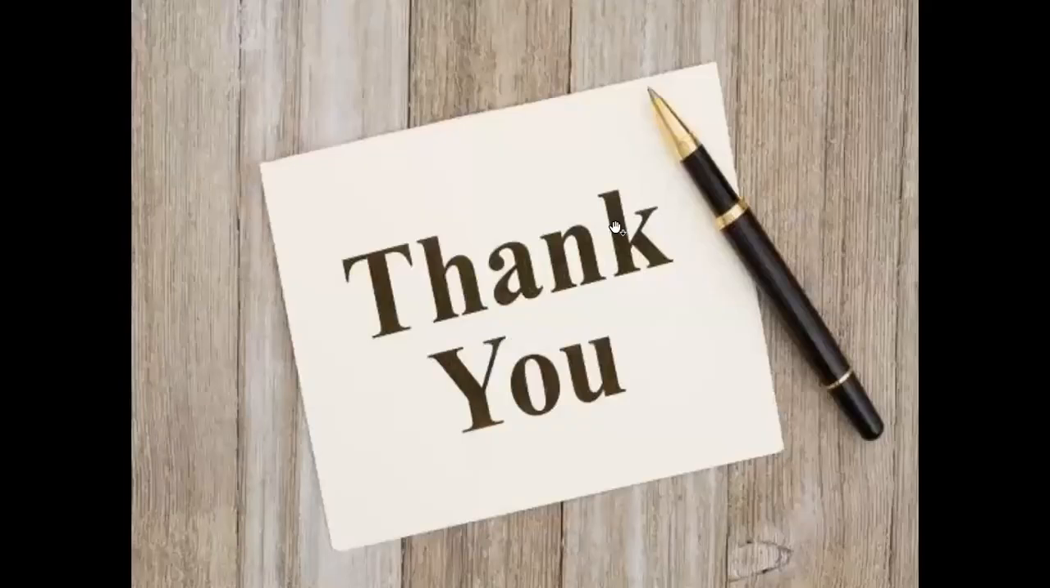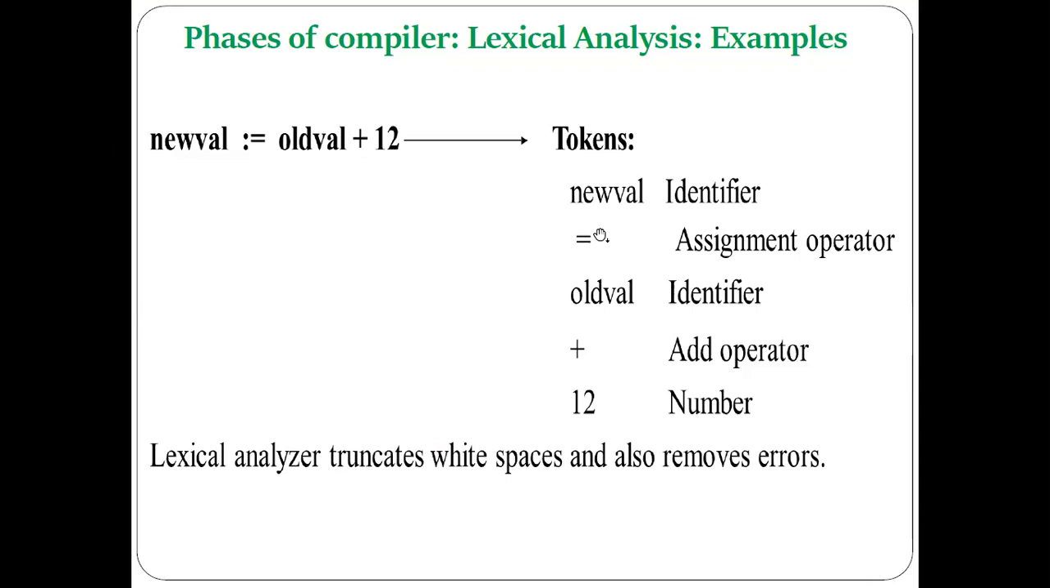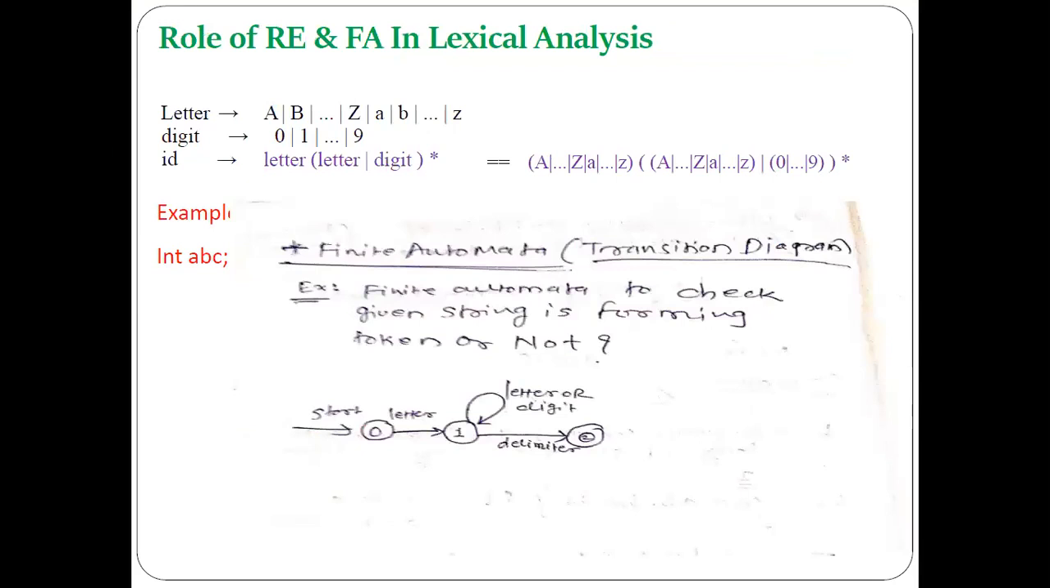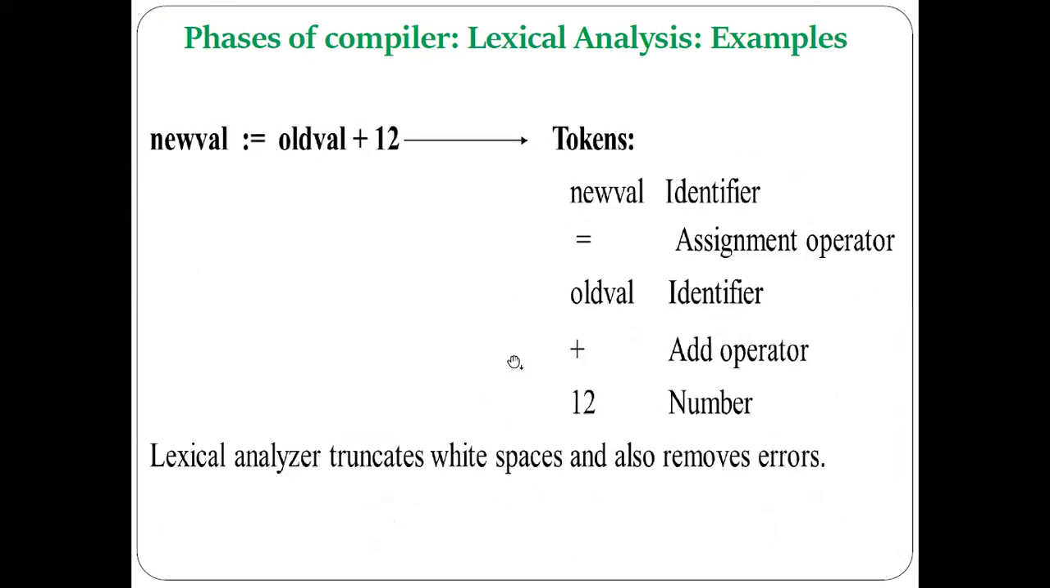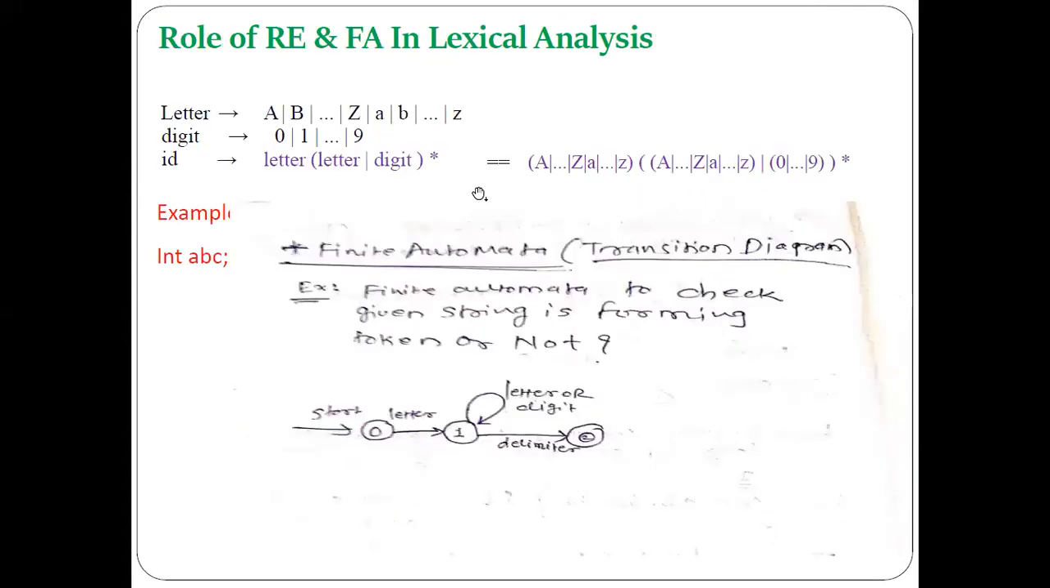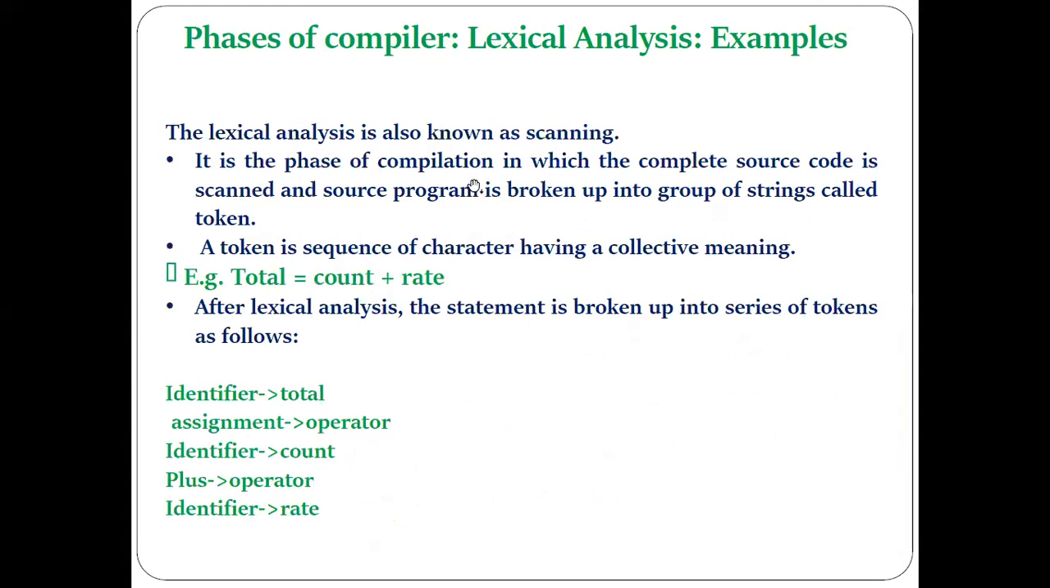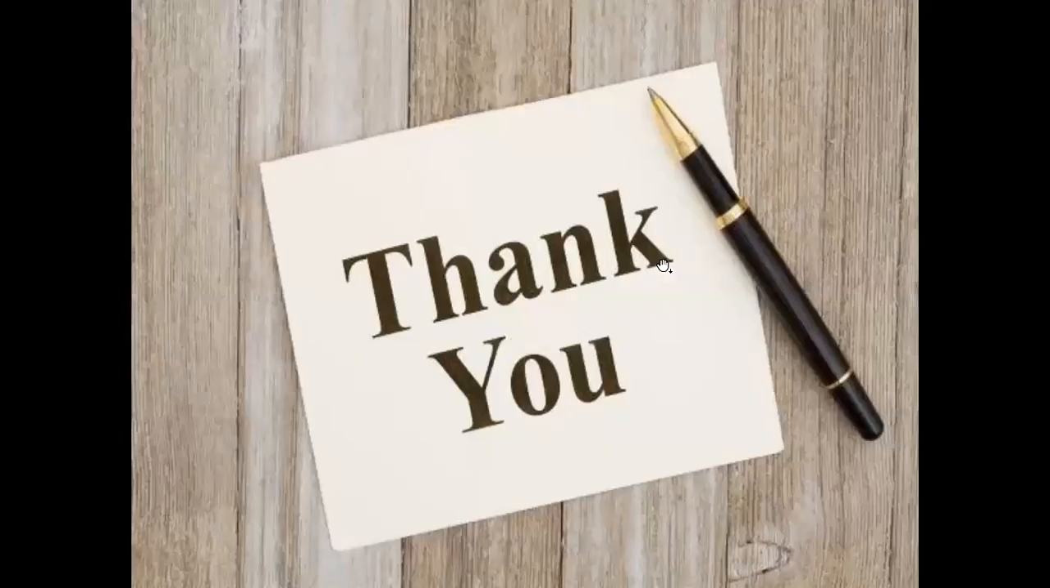So that's it for the role of regular expressions and finite automata in lexical analysis. The main role of lexical analysis is the identification and generation of tokens for the different things that you write in the source program. And how is the lexical analyzer doing it? With the help of finite automata. So in the exam, you might get the question: explain the role of regular expressions and finite automata in lexical analysis. To identify or generate the tokens, we have to utilize regular expressions and finite automata. Only with their help can the lexical analyzer generate and recognize the tokens.